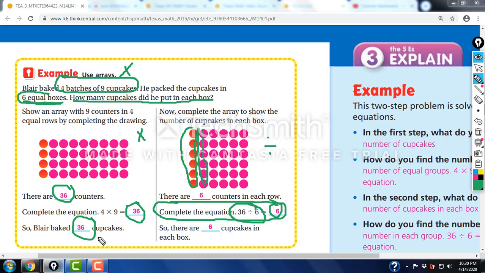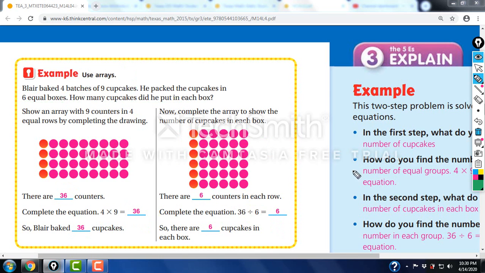Okay? We know there's a total of 36, and we know there's 6 boxes. And that's how we got this division answer here. So in order to get this answer, we have to get the number of cupcakes first, and then use that number, the product, in our division to get the answer. And that's going to be the pattern for the rest of the lesson. That's going to be your pattern. So let's take a look at the next one.